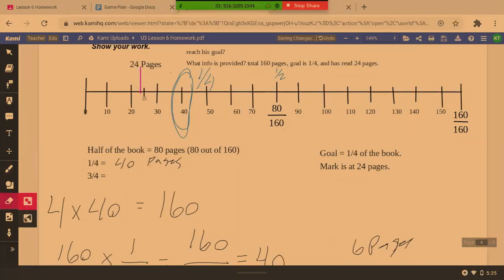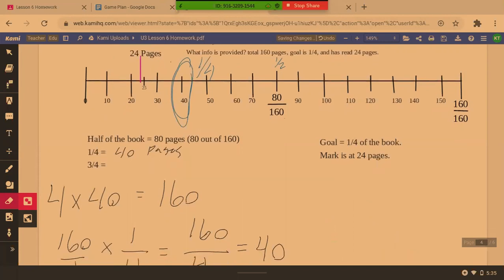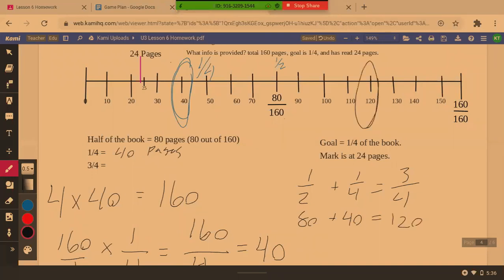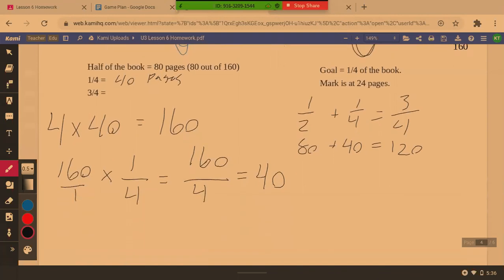That was what the question was asking us, but I'm going to go above and beyond, and I want to find out, what is 3/4? What if he wants to get to 3/4 of the book? What are some different ways we can solve for that? Well, I know 1/2 plus 1/4 equals 3/4. And half of the book is 80 pages, and 1/4 of the book is 40 pages. So that's going to be 120 pages. That's 3/4.